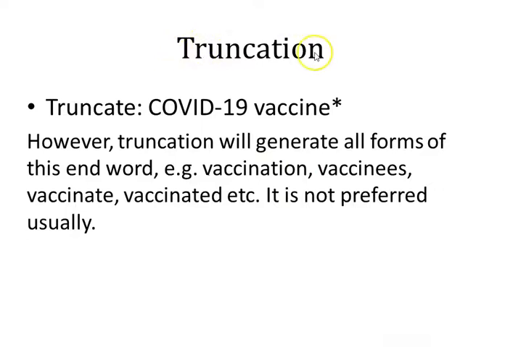Another feature in PubMed is truncation. Suppose you need articles having different forms of a term. For example, there is the word vaccine and you want articles having the words vaccination, vaccinees, vaccinated, etc. You can bring such results by writing an asterisk at the end of your word. This kind of searching is usually not preferred because this will be very exhausting for PubMed.